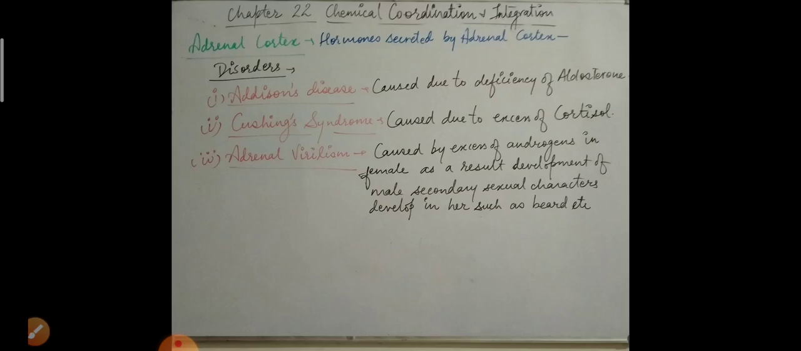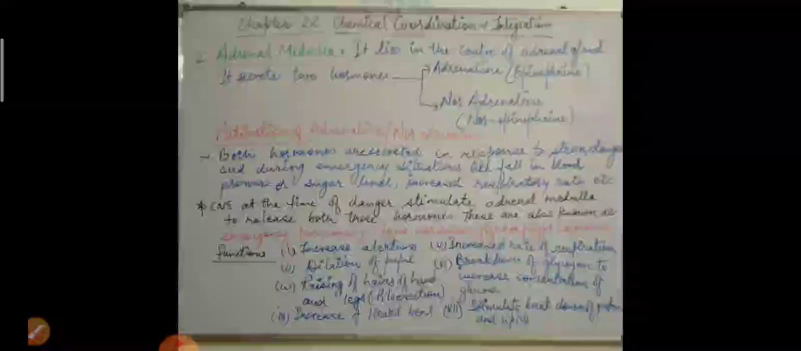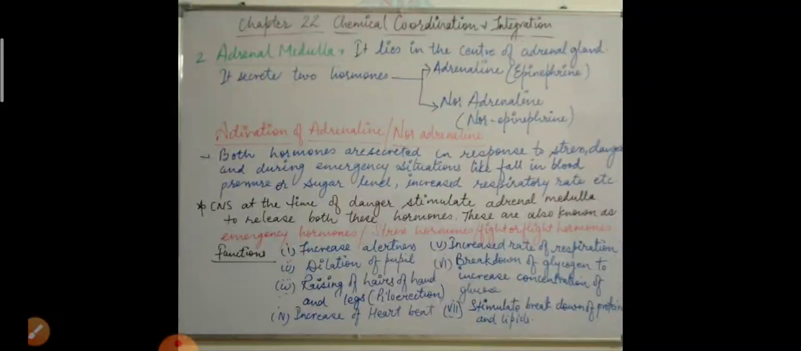Now we talk about the hormones of the adrenal medulla. The adrenal medulla lies in the center of the adrenal gland. It secretes two hormones, adrenaline and noradrenaline. Adrenaline is also called epinephrine and noradrenaline is called norepinephrine. Now here we discuss the activation of adrenaline and noradrenaline, how these two hormones get activated.